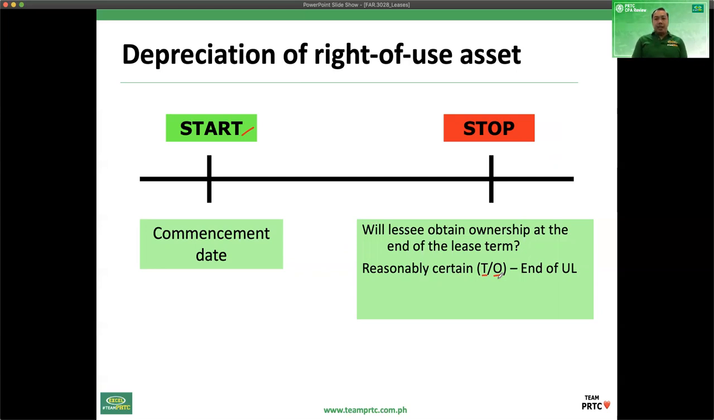Eh, paano kung not reasonably certain? Then earlier of the end of the lease term and useful life. So whichever is earlier. Kaya mali yung letter C.